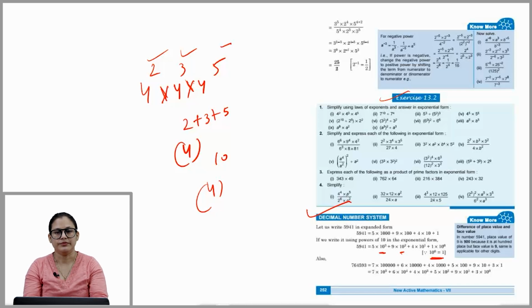Okay. Now, the difference of place value and face value. I'm sure you all know that. In the number 5,941, the place value of 9 is 900 because it is at the hundreds place, but the face value is 9. Same is applicable for other digits also. Okay.